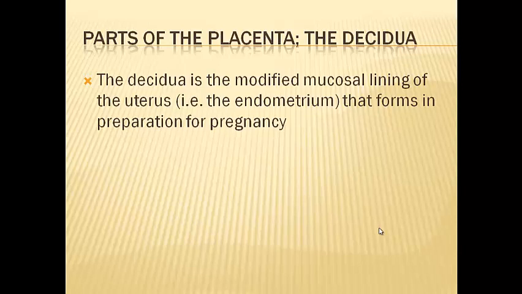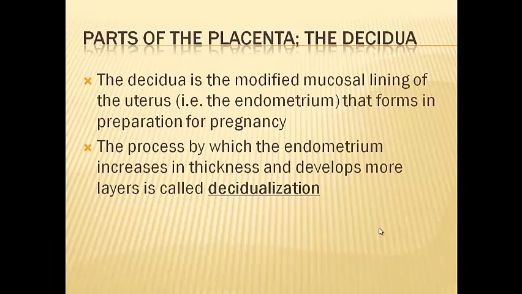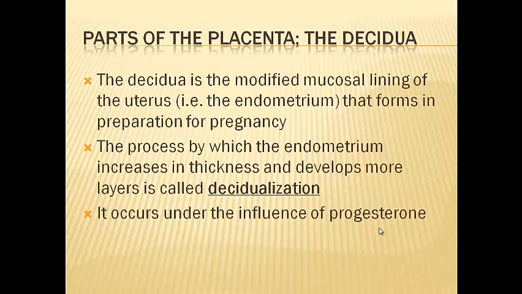Now, if you remember the session about the menstrual cycle, the ovarian cycle and the uterine cycle, we actually touched on this, where we spoke about the endometrium increasing in thickness and developing more layers. But now, because it's relevant, we will let you know that this process is called decidualization. So an increase in thickness and an increase in the number of layers of the endometrium is called decidualization. And as you remember, it occurs under the influence of progesterone.